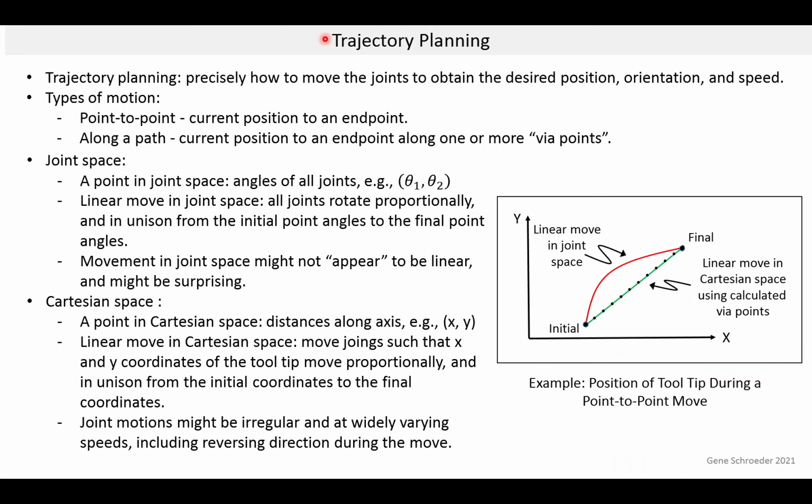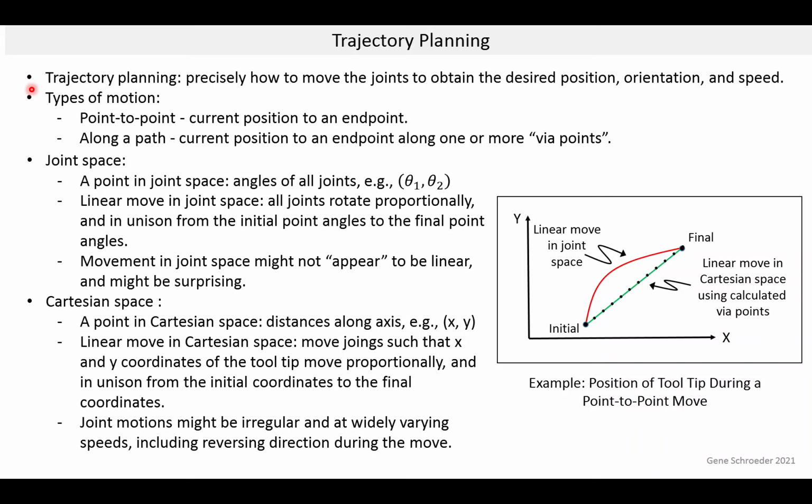Well, we talked about kinematics, so now it's time to talk about trajectory planning, which you can think of as the next layer up. What I want to do on this slide is just introduce some of the topics in trajectory planning. I'll be using the planar 2-link arm as an example, so I can make things a little bit more concrete. So what trajectory planning means is calculating precisely how to move the joints to obtain the desired position, orientation, and speed. Of course, kinematics is a big part of this.